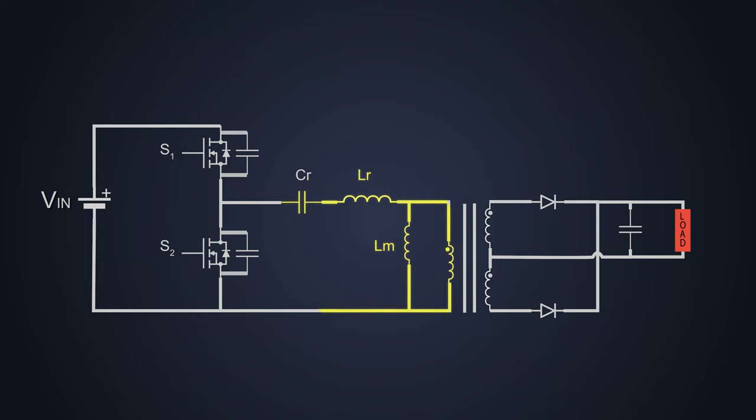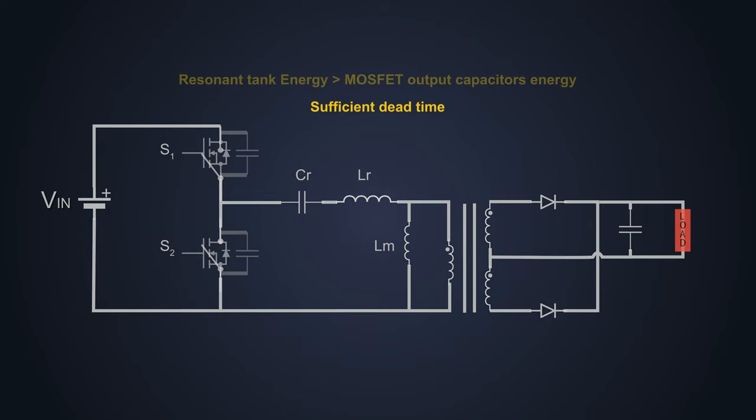So we need to ensure the energy stored in the resonant tank is larger than the energy stored in the MOSFET output capacitors, so that the resonant circuit could discharge the MOSFET parasitic capacitances and the voltage across them would be zero. To achieve this, we need to provide sufficient dead time between two switching elements. If all of these conditions are met, while using a three element resonant circuit, we can ensure ZVS is achieved on all of the MOSFETs inside the switching network.